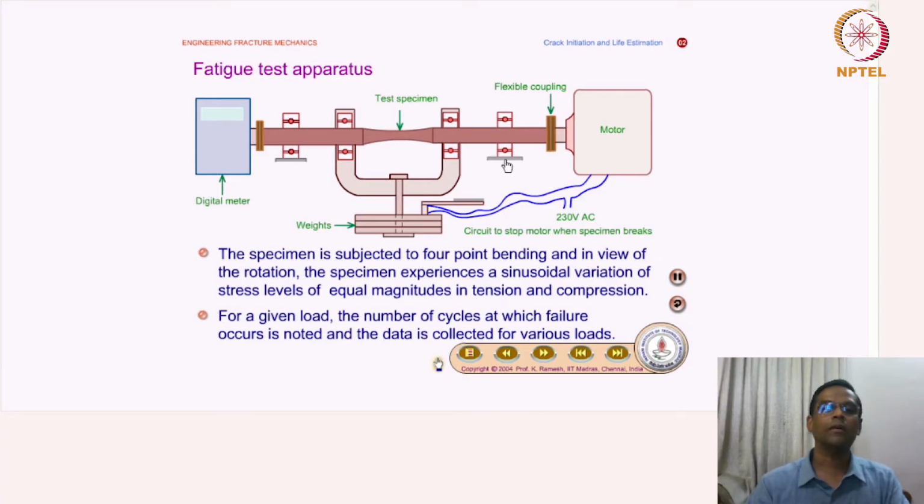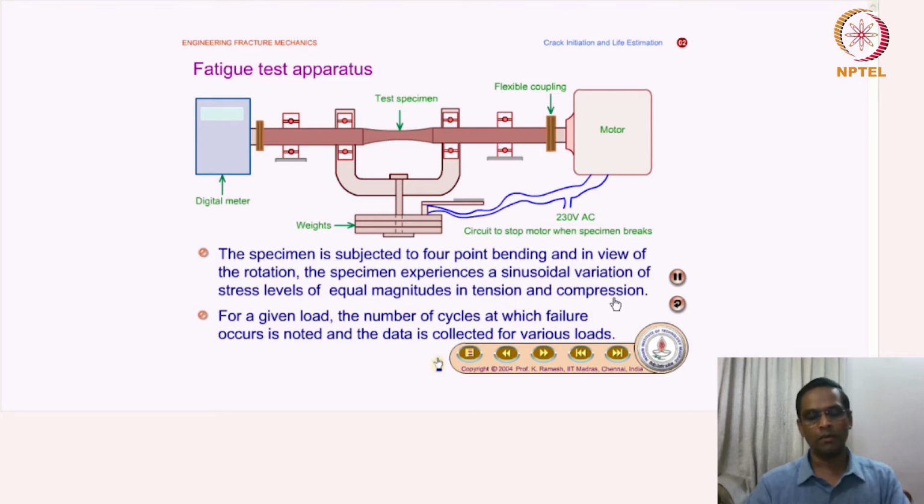Rotations and the specimen is being held by the grips as well as the load, with a lot of weights depending upon the test conditions. The specimen is subjected to 4-point bending, and in view of the rotation, the specimen experiences a sinusoidal variation of stress levels of equal magnitudes in tension and compression.